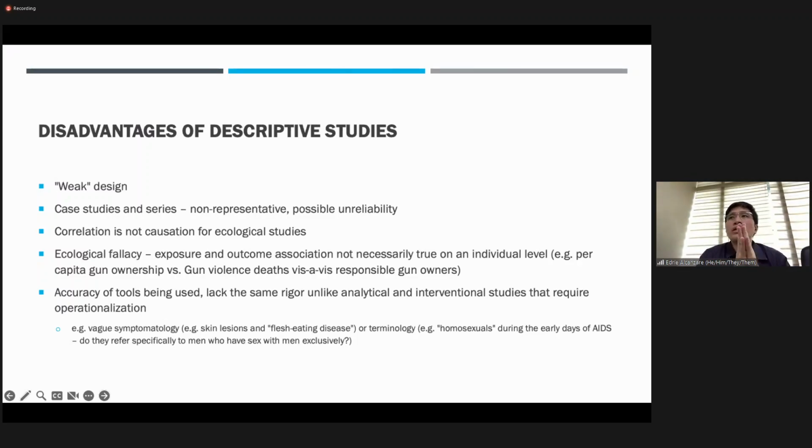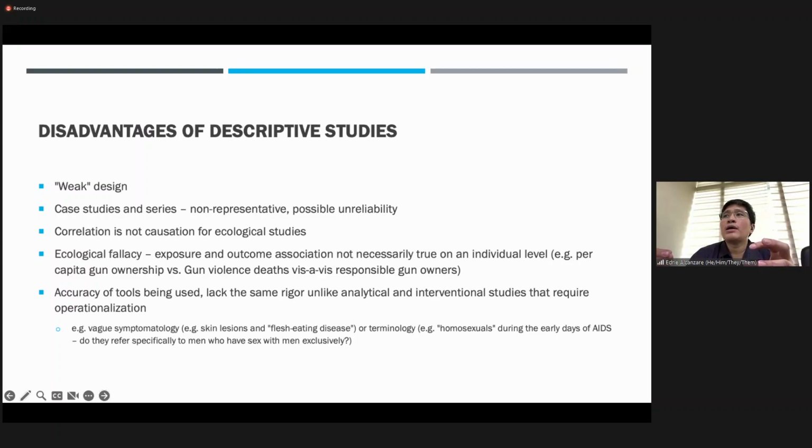Another weakness or another disadvantage of our descriptive studies is the accuracy of the tools being used. Okay, unlike your analytical and interventional studies, they don't have the same rigor that requires operationalization. So for example, if I do a case series, if I look at case studies, I might go to vague symptomatology instead of saying a specific skin lesion like papules or macules. I'll just say in general skin lesions.